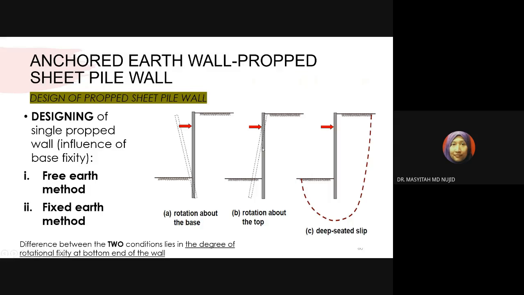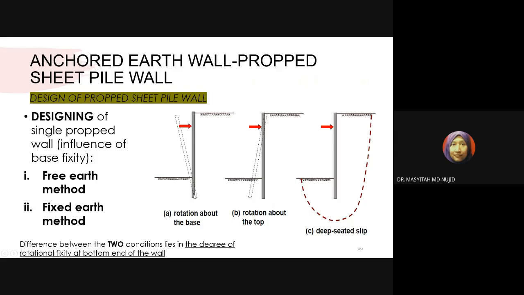In order to design the proper sheet pile walls, there are two methods to design. The first one we call the free earth method. The second one is the fixed earth method. The design of a single propped wall is influenced by base fixity. So the difference between the two conditions is about rotational fixity at the bottom end of the wall.